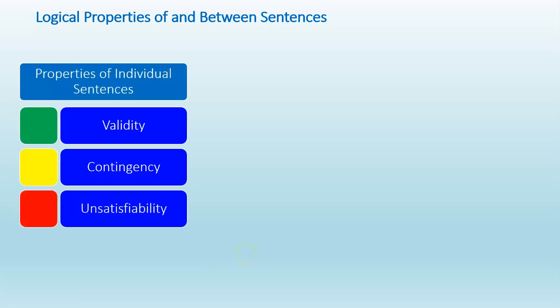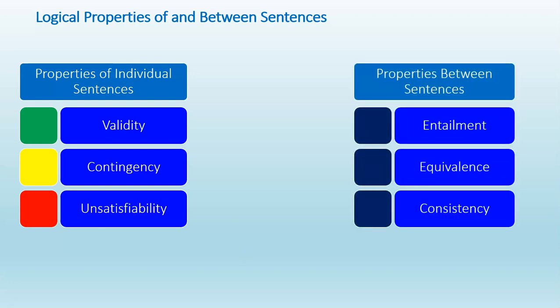Let me tell you what those are, just to name them. So individual sentences can have properties. For example, they can be valid or contingent or unsatisfiable. And then there can be properties between sentences. For example, one set of sentences can entail another sentence or set of sentences. One sentence can be equivalent or logically equivalent to another sentence. So there's a relationship between two sentences, two or more sentences actually. And a sentence can be consistent with another sentence.